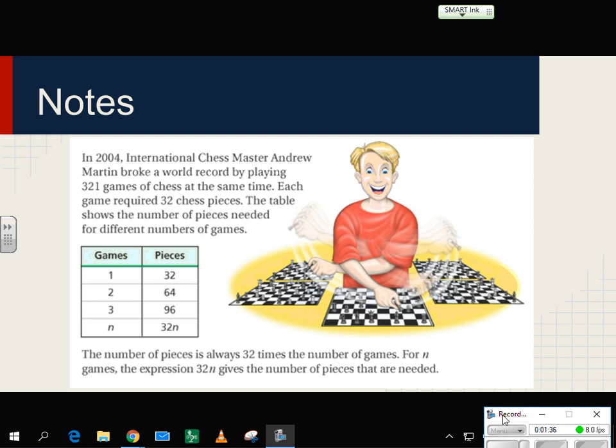So how do you get from games to pieces? You probably recognize that you multiply by 32. So if you're multiplying by 32, you're going to write an expression that says 32n, which means 32 times n. And what does n stand for? N stands for games. So no matter how many games there are, you know you're going to have to multiply by 32 to figure out how many pieces were in the game.